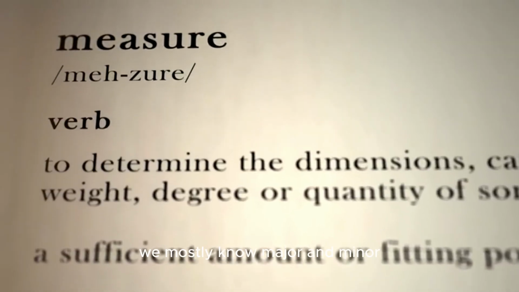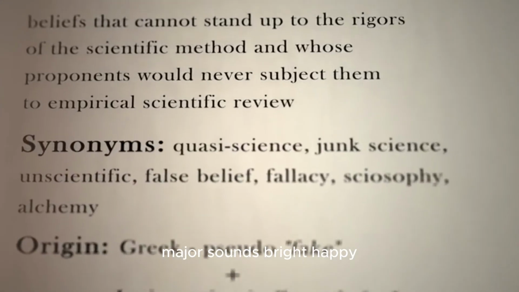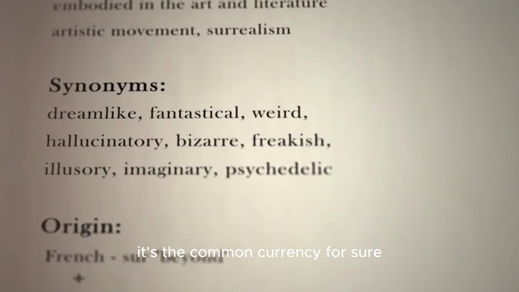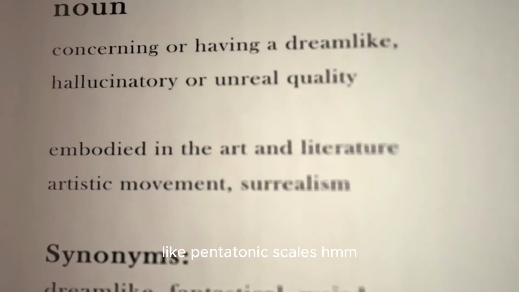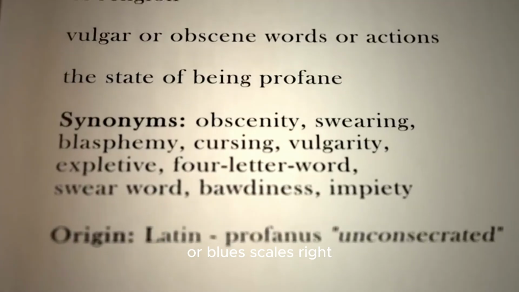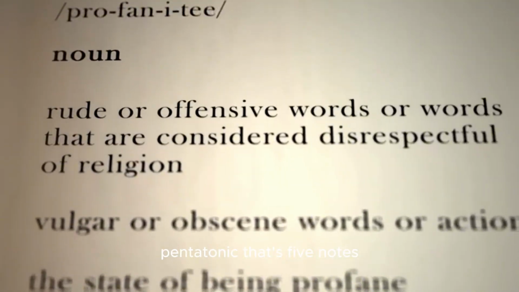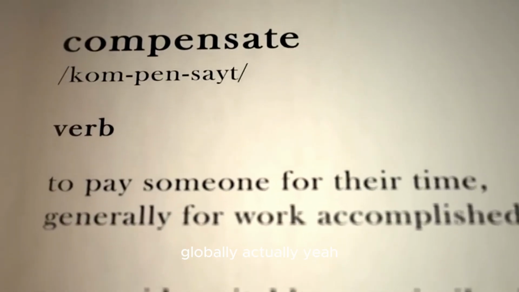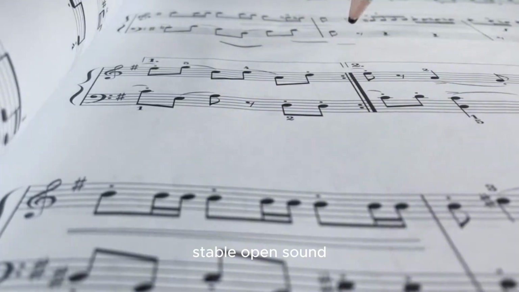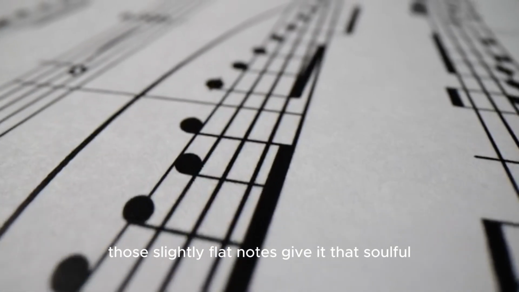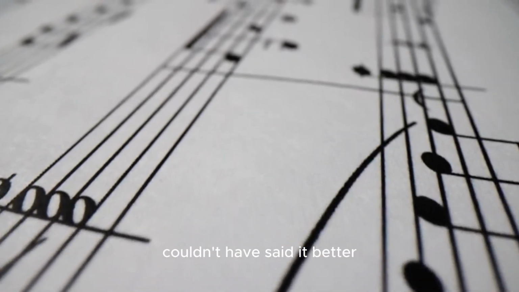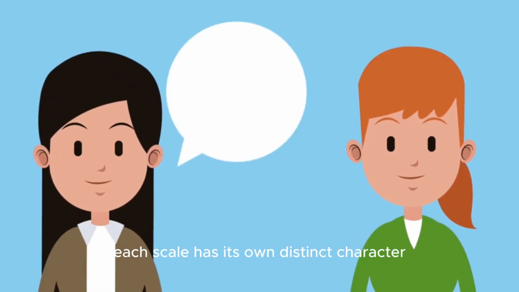Okay, scales. We mostly know major and minor. Major sounds bright, happy. Minor sounds darker, melancholic. That seems pretty standard. It's the common currency for sure, in Western music at least. But there are others mentioned, like pentatonic scales or blues scales. Right. What different flavors do they bring? Pentatonic, that's five notes. That's kind of open, folky. Very much so. You hear it everywhere in folk music, globally actually. Creates a very stable, open sound. And the blues scale. Those blue notes, those slightly flat notes give it that soulful, yearning quality, right? Central to blues and jazz. Couldn't have said it better. Each scale has its own distinct character, its own mood.